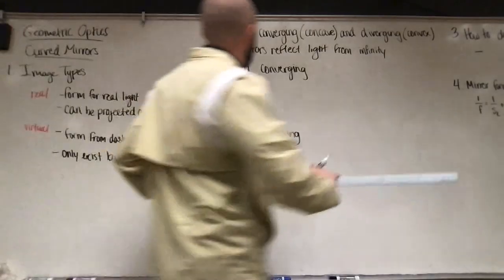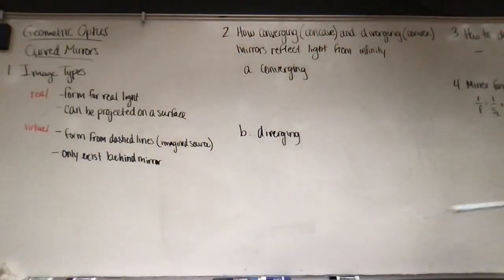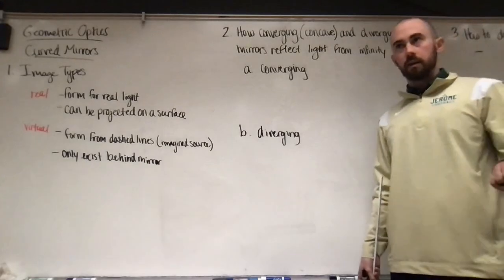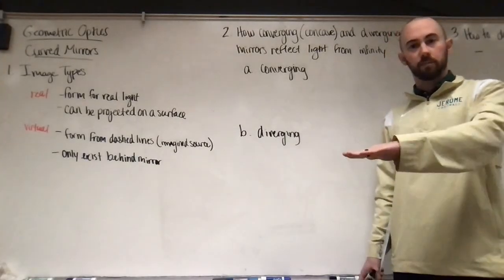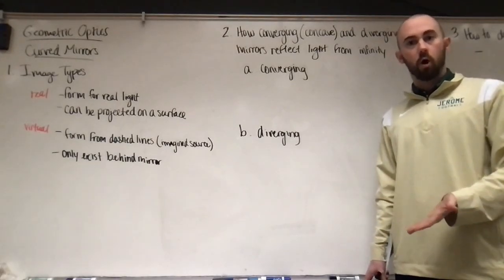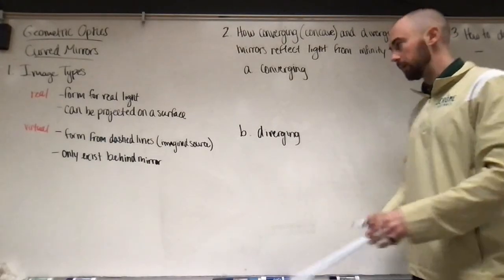So let's look at how those show up. How do we get an image with a concave or a convex mirror with light coming from infinity? So like with the sun, it's far enough away that only the light that's traveling perfectly parallel will reach the Earth. So we know all the light rays, if they come from infinity, are coming in parallel.